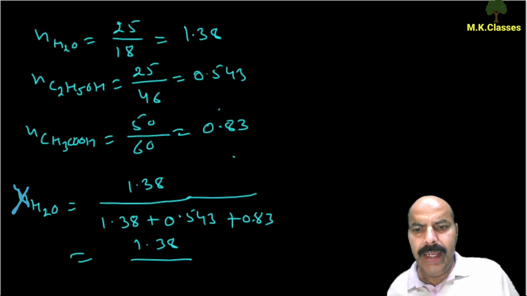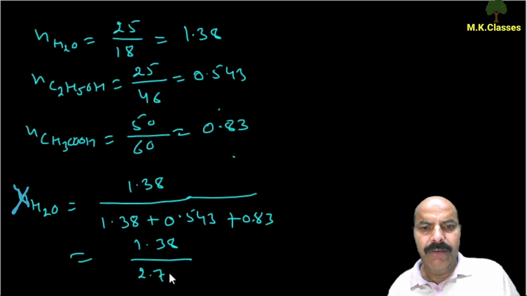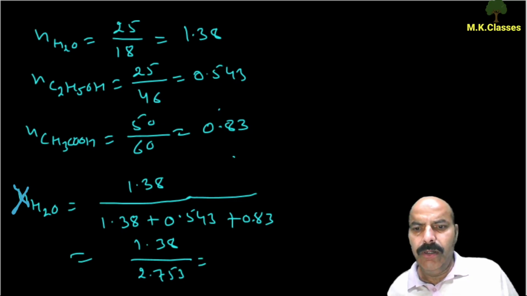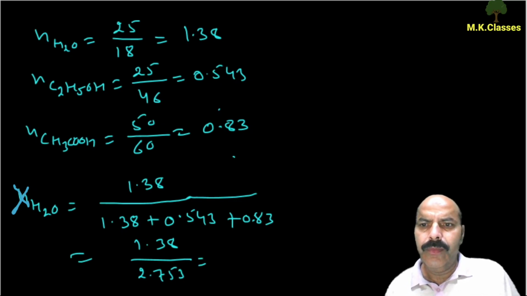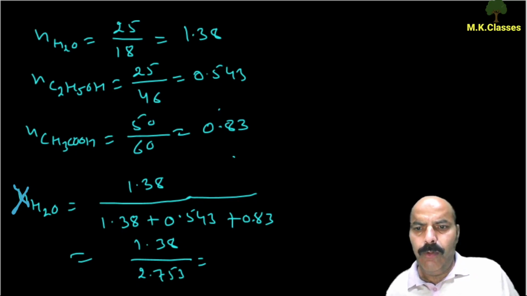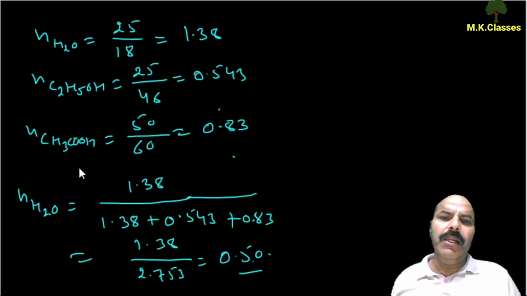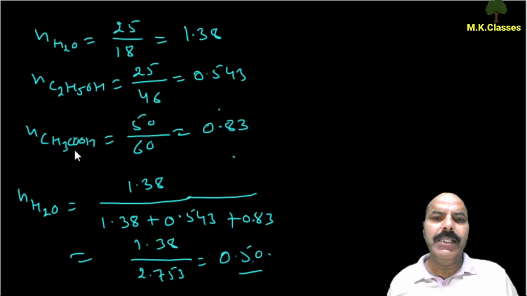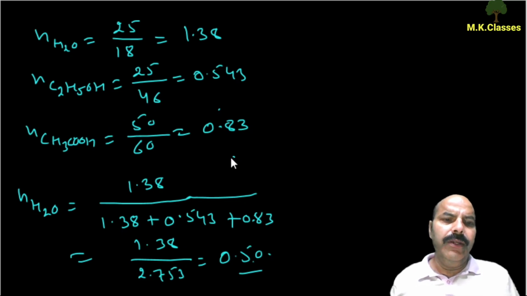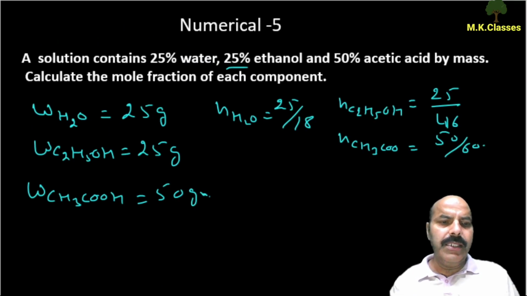So it's 1.38 divided by 2.753, that is equal to your 0.50. उसी तरह बेटा आप दूसरे कंपोनेंट्स का भी मोल फ्रैक्शन निकाल सकते हैं. I think you can do it at your own beta. So with this, thank you.